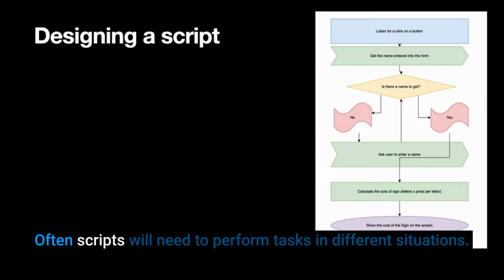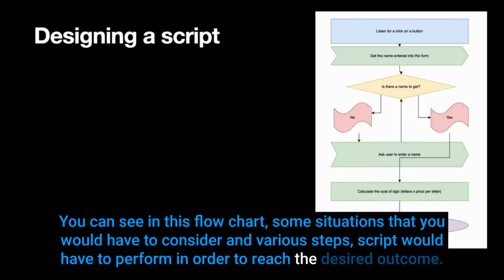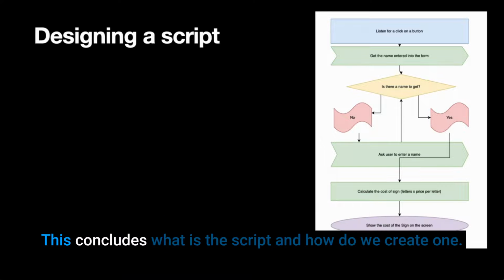Often, scripts will need to perform tasks in different situations. You can see in this flowchart some situations that you would have to consider and the various steps the script would have to perform in order to reach the desired outcome. This concludes what is a script and how do we create one.